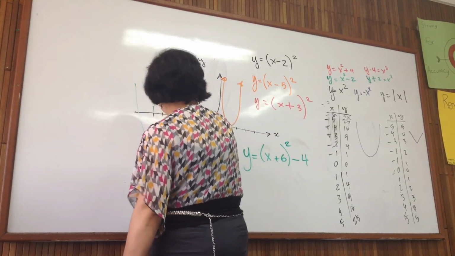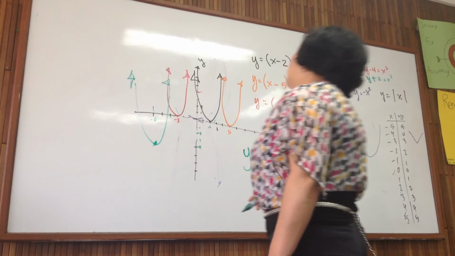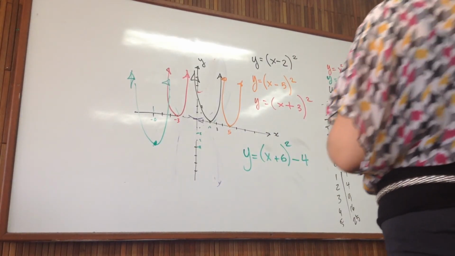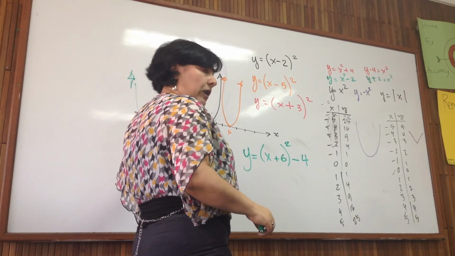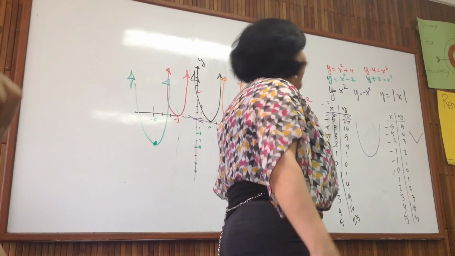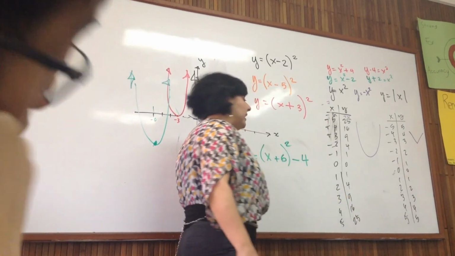Imagine it's 6. Okay? So it's the same thing, but it moves and it starts here. When it says minus 4, you actually go down. Because it's on the other side of the equal sign, on the other side of the equal sign for the y.